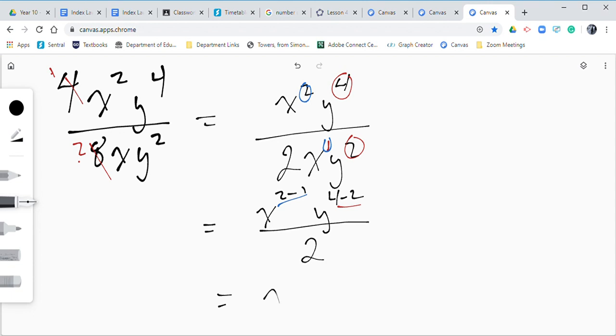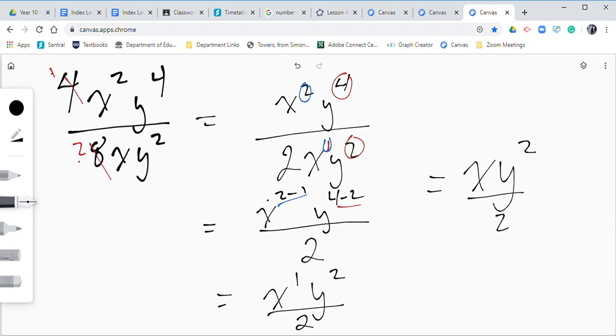So now I can do x, what's 2 minus 1? 1. And y, what's 4 minus 2? 2, over 2. And don't forget, you can write this in an even nicer form, which would be x, you don't have to write your 1, y squared over 2. That would be a great way to finish that off. And there's your final answer.